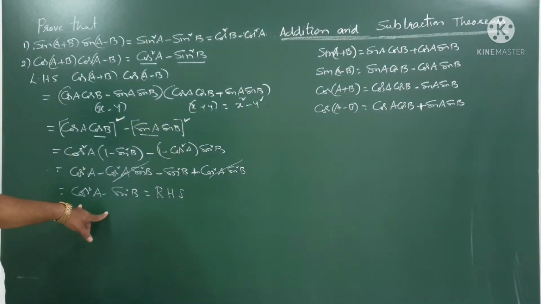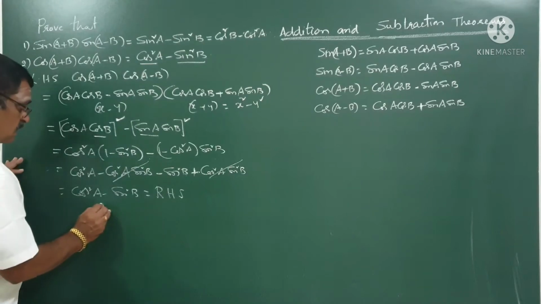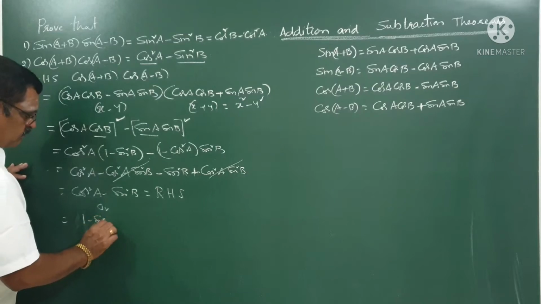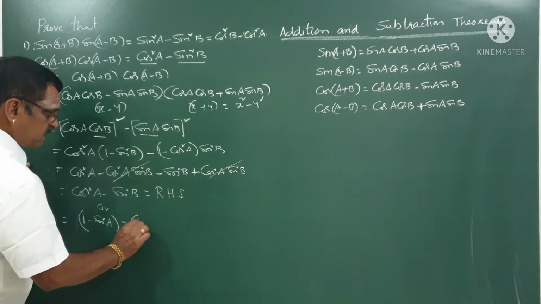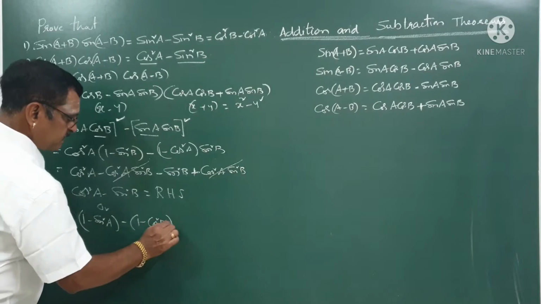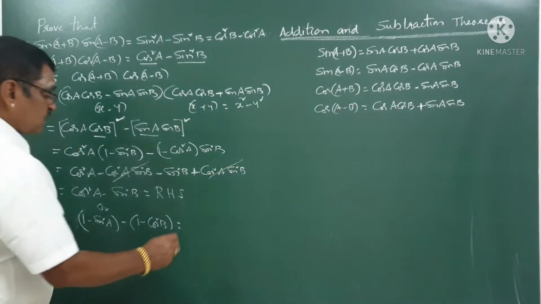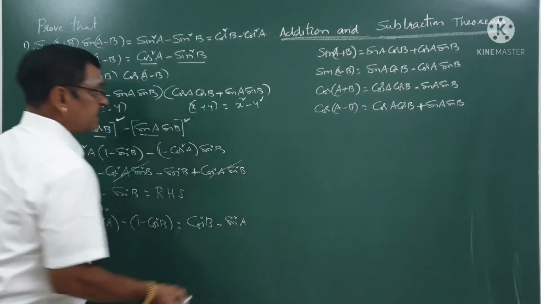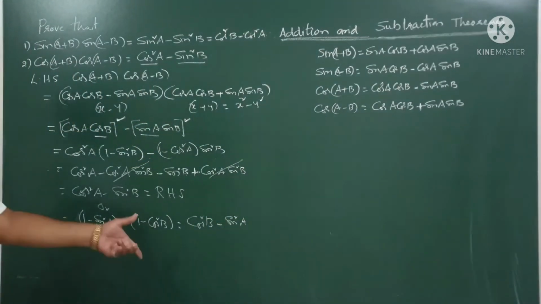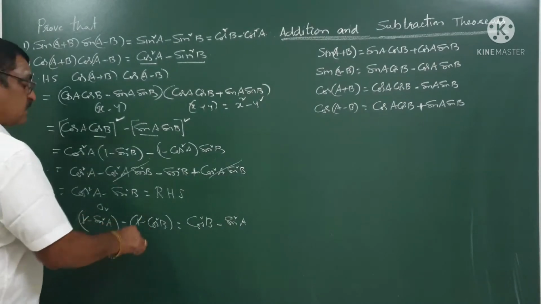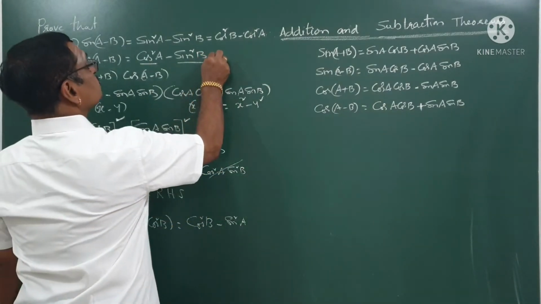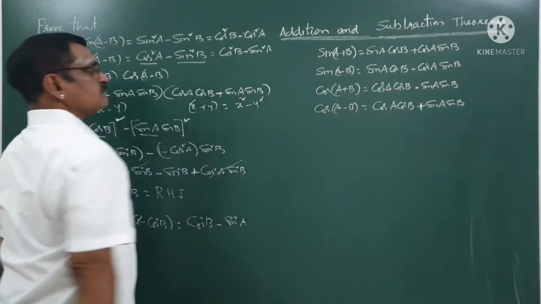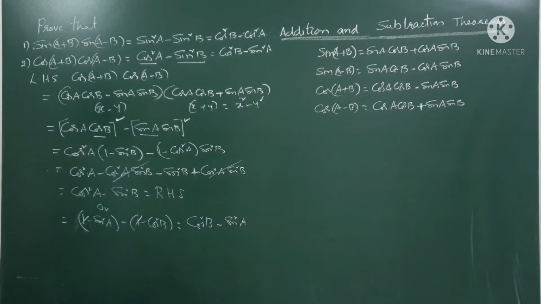Now I can express this in a different way also. How? Look here, I can write cos square a as 1 minus sin square a, minus 1 minus cos square b. If you open the bracket, you get cos square b minus sin square a. This 1 will get cancelled. That's also you can write cos square b minus sin square a. Yeah, the proof is over.